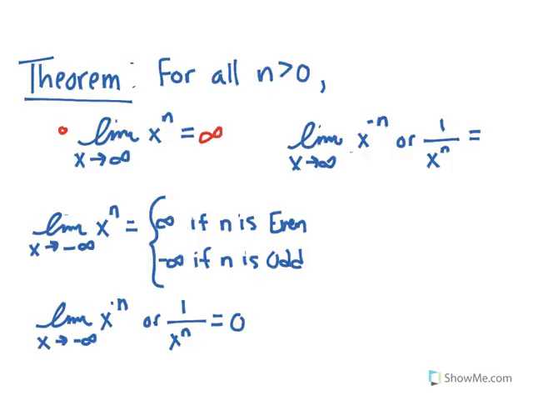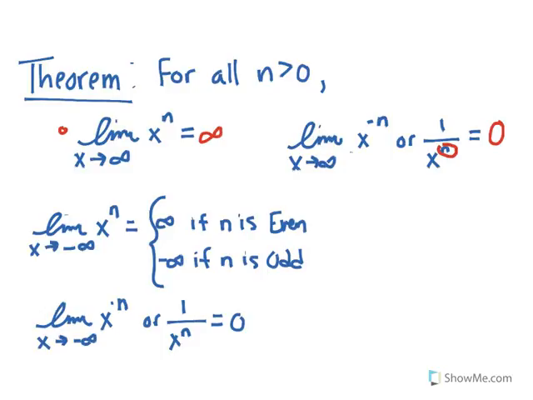The other rule that we have is the limit as x approaches infinity of x to the negative n, or 1 over x to the n. And that's always going to be equivalent to 0. That actually makes a lot of sense because the bigger this is, the smaller that fraction becomes. So that's why we approach 0 in that case.